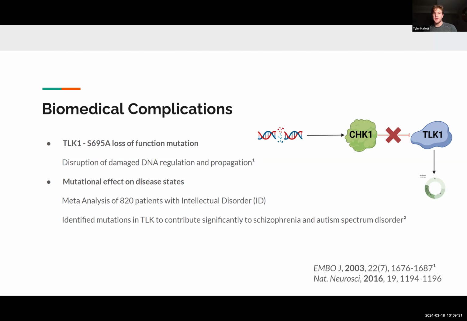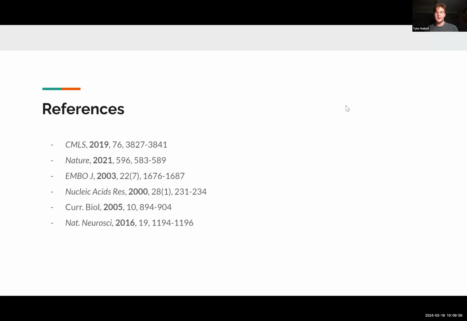In addition to that potential oncogenic function, meta-analyses have been done of TLK proteins, and they have found that these mutations also provide a broad spectrum contribution to intellectual disabilities, and they identified specifically contributions towards schizophrenia and autism spectrum disorder, which was published in the paper in Nature Neuroscience there. And that's all I have, and I'm happy to take any questions if there are any.